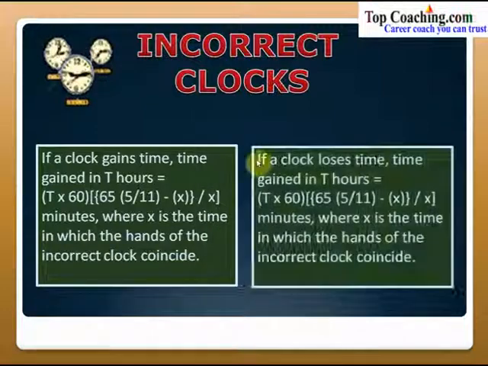Similarly, if a clock loses time, then the time lost in t hours is equal to t into 60 into (65 5/11 minus x) divided by x, where x is the time in which the hands of the incorrect clock coincide. This is the formula for clocks that gain time, and this is the formula for clocks that lose time. This formula is not very frequently used, but in objective problems, if the problem is directly framed using all these variables, then you can easily use this formula to get the answer.